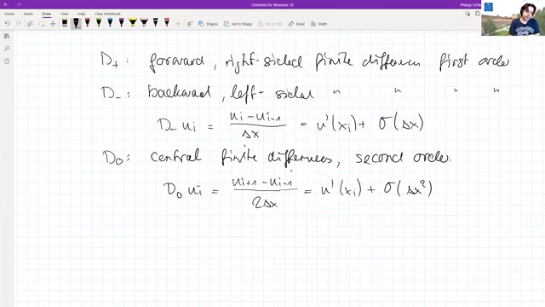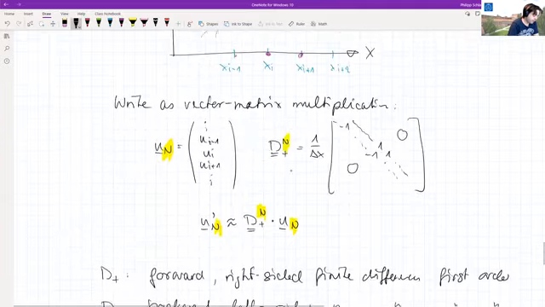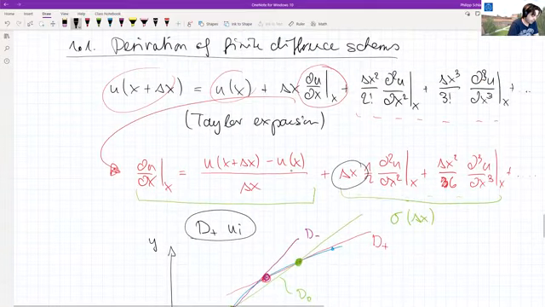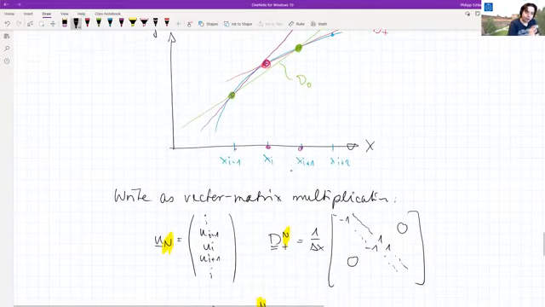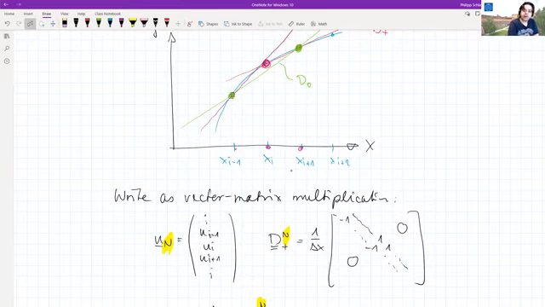Okay. As I said, it's probably nothing new to most of you, but it's still good to recapitulate all these things. The whole trick is to do Taylor expansion. That's really what this is all about.